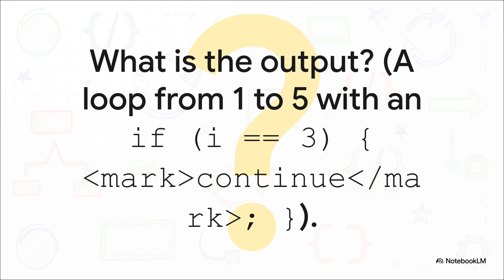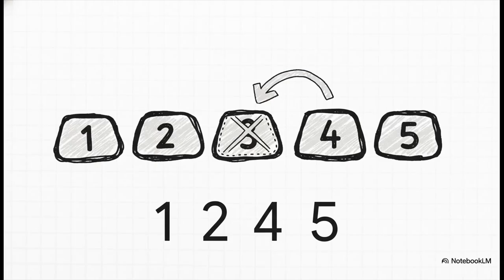Okay, let's check this out. We want to see what the continue statement actually does. The loop seems simple enough. It looks like it's going to print numbers from 1 to 5, but there's that little if statement hiding in there. What do you think is going to happen? And the result is 1, 2, 4, 5. See that? The number 3 is just gone.